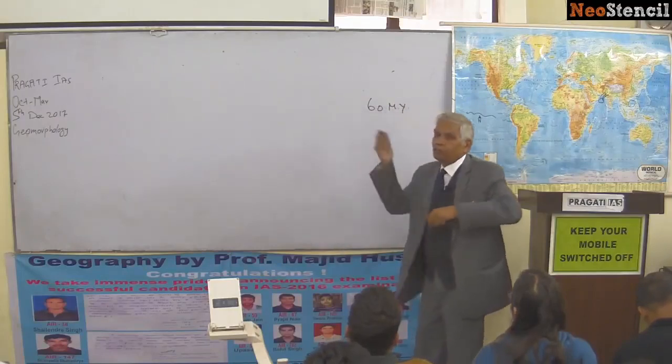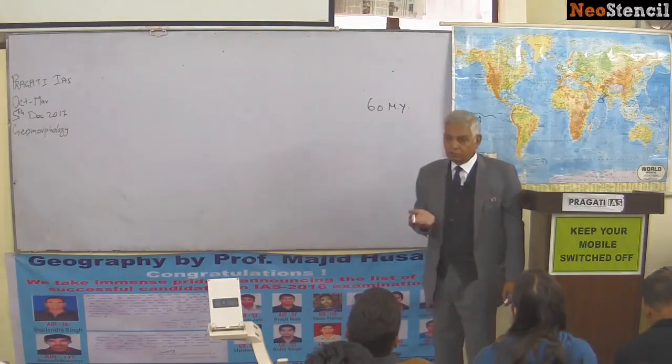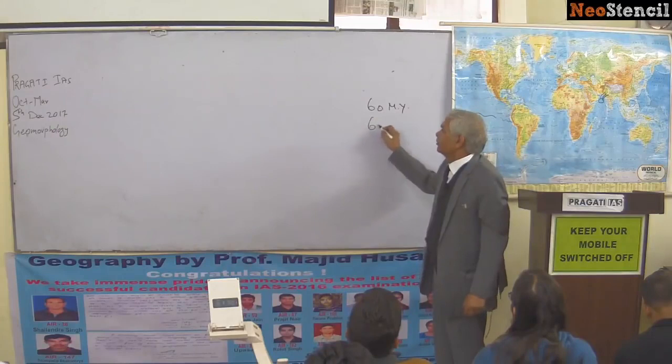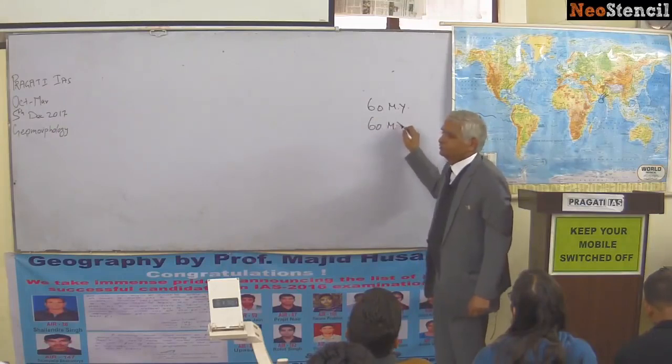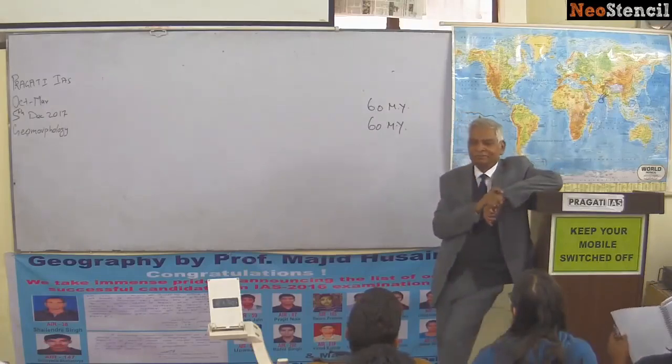This is the beginning of upheaval. Earlier it was a Tethys Sea. The sediments started going up, and they say another 60 million years will take to see Himalayas like Aravallis.